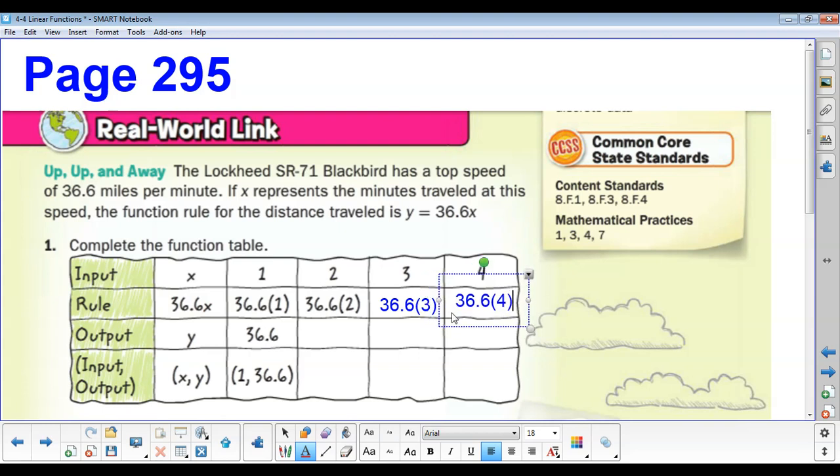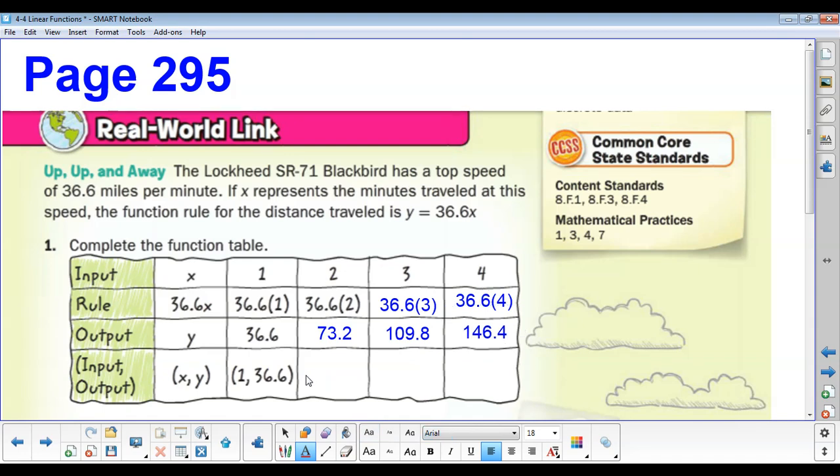Next up, we need to do those actual calculations to get our outputs. So let's go ahead and do that. This gives us 73 and 2/10. This one gives us 109 and 8/10. And the last one gives us 146 and 4/10. Once again, they've given us some super easy numbers to graph, right?